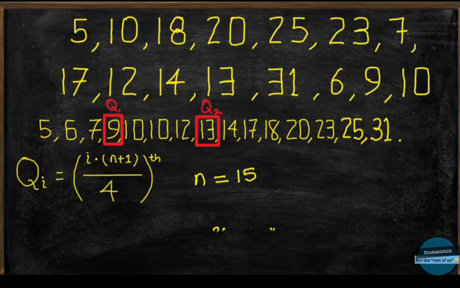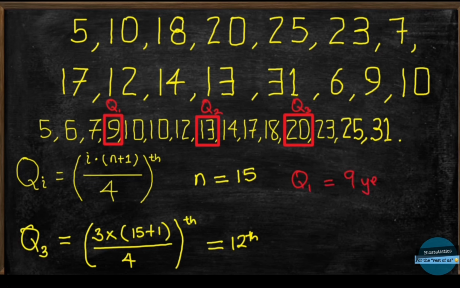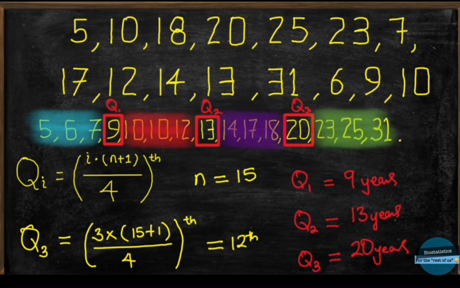Awesome. So let's do it for the upper quartile, Q3. Using the same formula, here i will be 3, right? So Q3 is equal to 3 times (15 plus 1), all divided by 4. And so our Q3 will be in the 12th position. Looking at our sorted data again, our 12th position is right about here, 20 years, right? Great. So our Q1 is 9 years, our Q2 is 13 years, and our Q3 is 20 years. Easy peasy. And we see that these quartiles have actually divided our data into 4 equal parts.